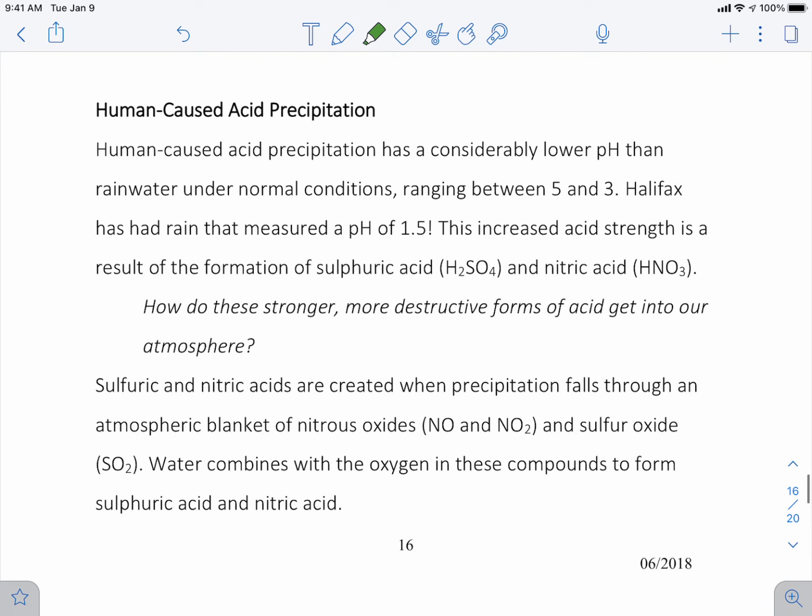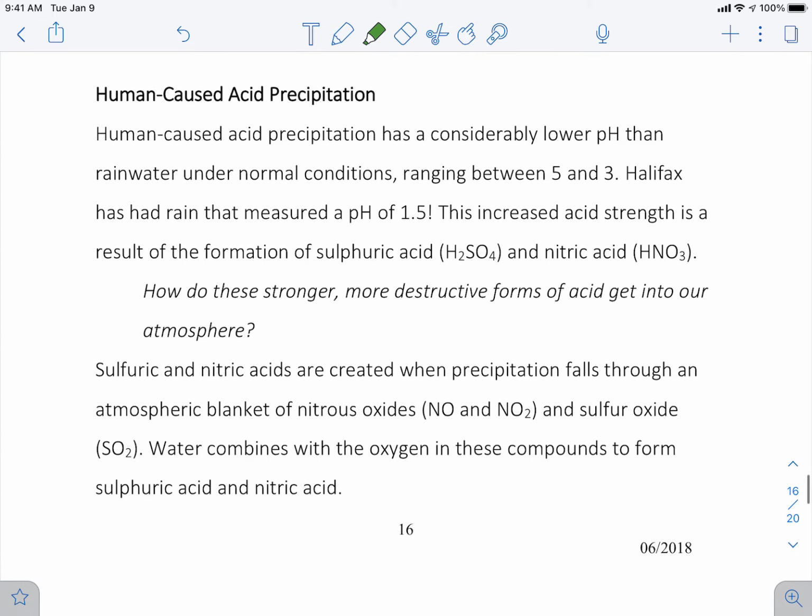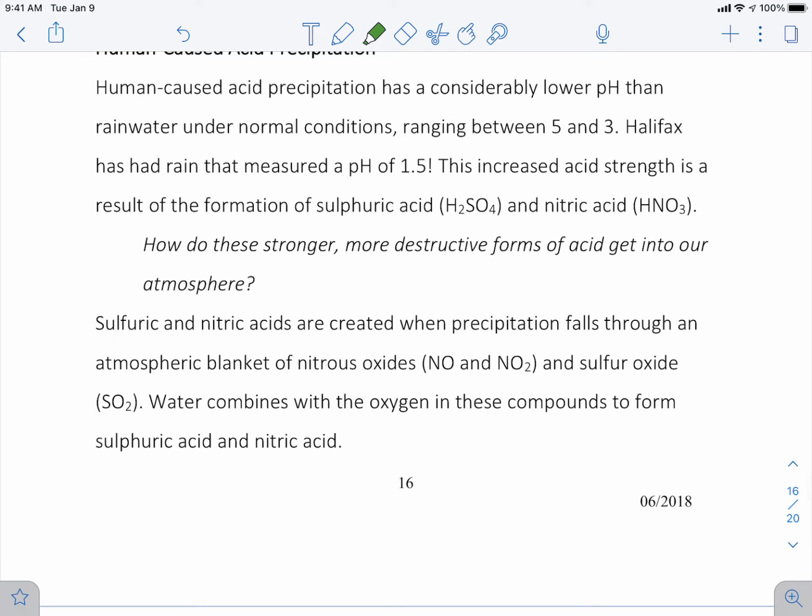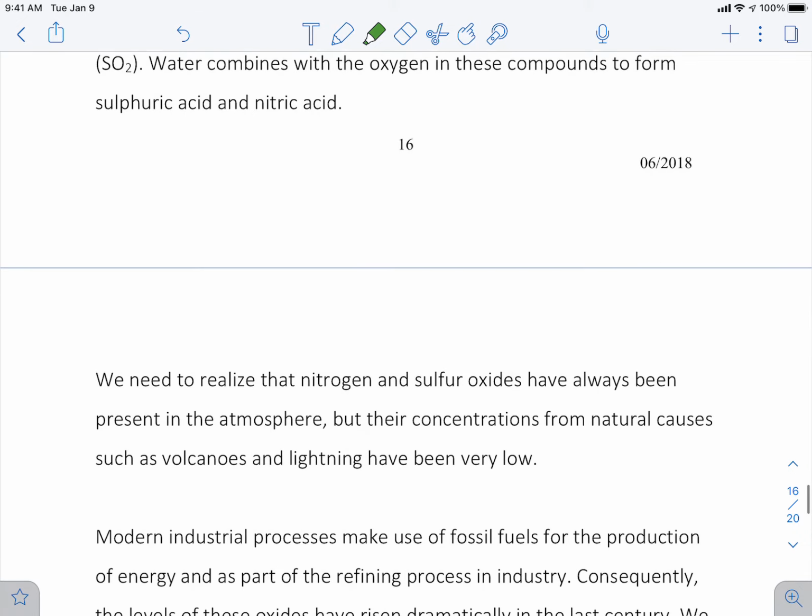But when humans get involved, they can lower that pH quite a bit, ranging from 5 to 3, and even in Halifax, they've measured pHs of 1.5. That's the same strength as your stomach acid. And this increases because of sulfuric acid and nitric acid. These stronger and more destructive forms of acid come from pollution. Essentially, sulfuric and nitric acids are created when precipitation falls through an atmospheric blanket of nitrous oxide and sulfur oxide. The water combines with the oxygen in these compounds to form sulfuric acid and nitric acid.